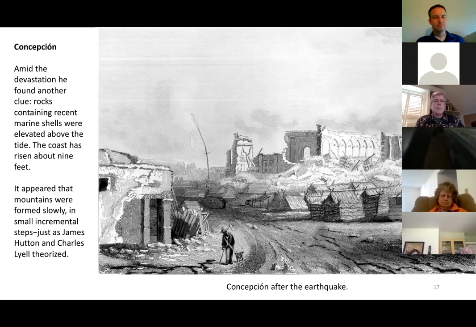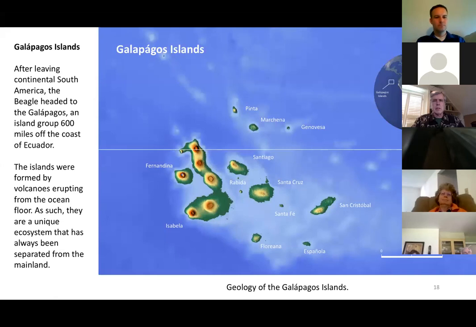And that's what made him realize that people like James Hutton and Hutton's subsequent protege, Charles Lyell, who had theorized that continents and mountains are formed in these small incremental steps, were right, which gave further credence to the idea that the Earth was much older than we thought. In any case, so he's got 3 major clues in South America, and then he heads to the Galapagos Islands.